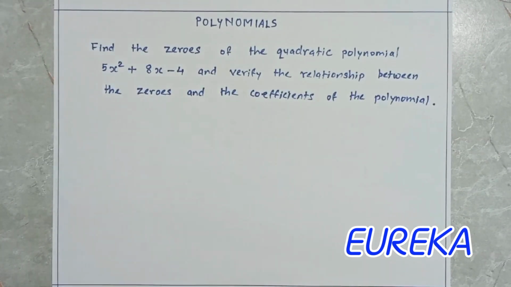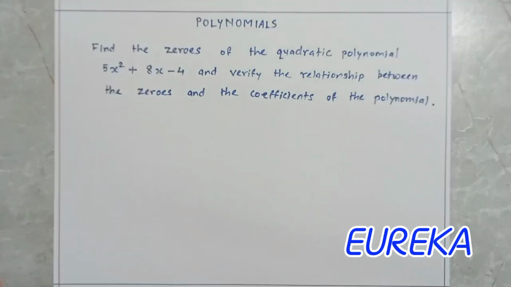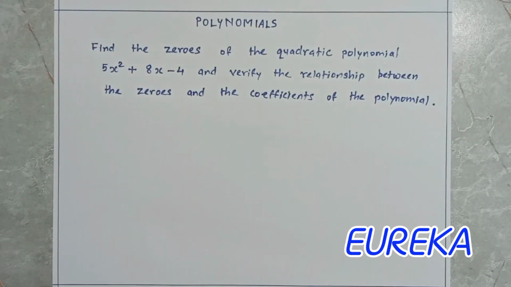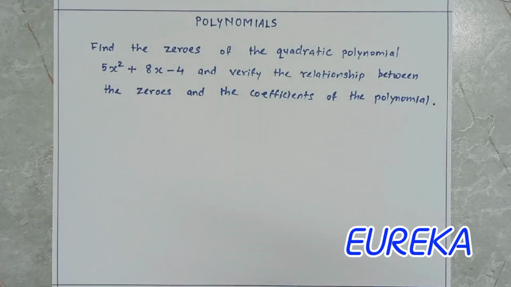So here is the question. The question says, find the zeros of the quadratic polynomial 5x square plus 8x minus 4 and verify the relationship between the zeros and the coefficients of the polynomial. Now first we have to find the zeros. This type of question we are seeing for the first time, where we find the zeros and then verify the relationship. This is a very sure question for 3 marks which will definitely come, and that's why we are taking this question here. So let's start with the solution.